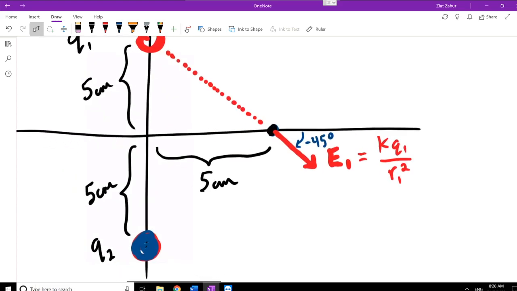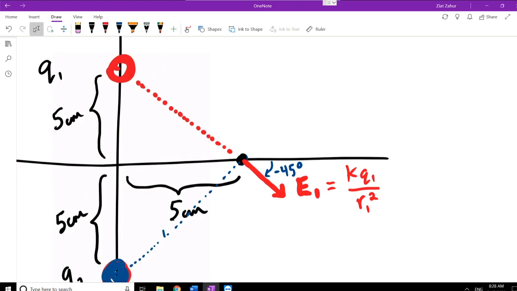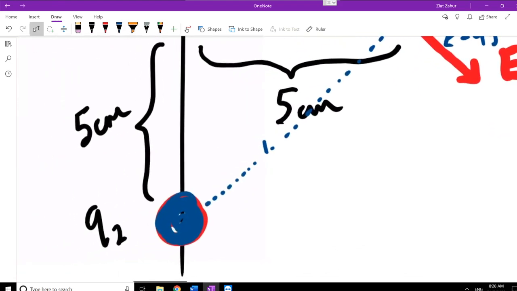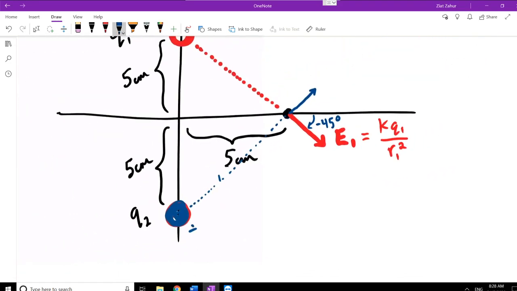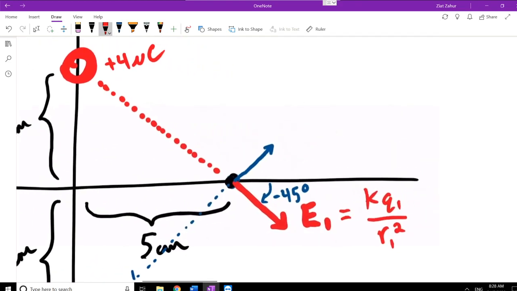Now, similarly, this Q2 is also just as far, because this is also another 45, 45, 90 triangle. So Q2 produces its own electric field that points upwards to the right. Why is it upwards to the right? Well, again, Q2 is a positive charge. Both of these are positive, plus 4 microcoulombs. Q1 is plus 4 microcoulombs.